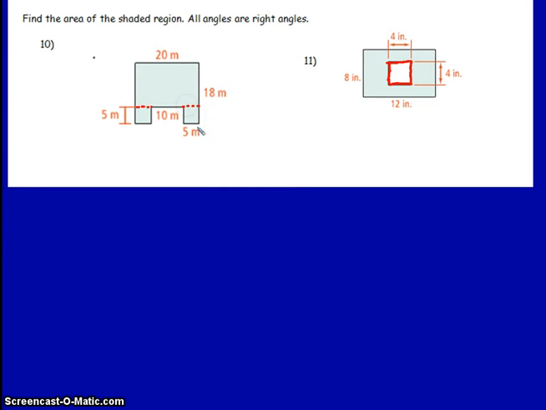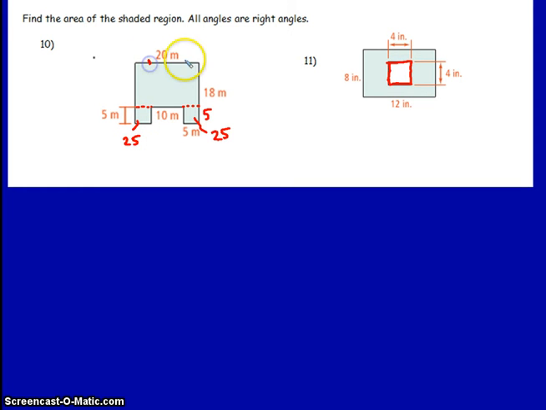So if I block it off into little squares or rectangles, I know this is 5 units right here because it's the same as this one over here. And right away, I get this area, which is 25 square meters. And I also get this area, which is 25 square meters.